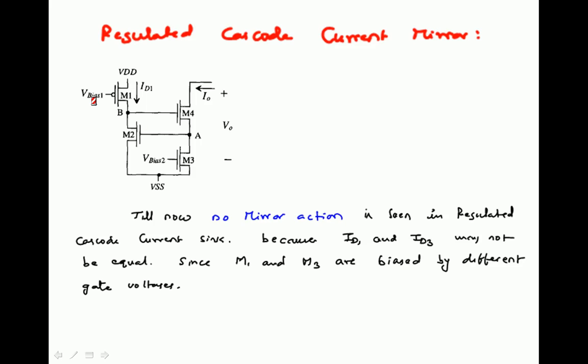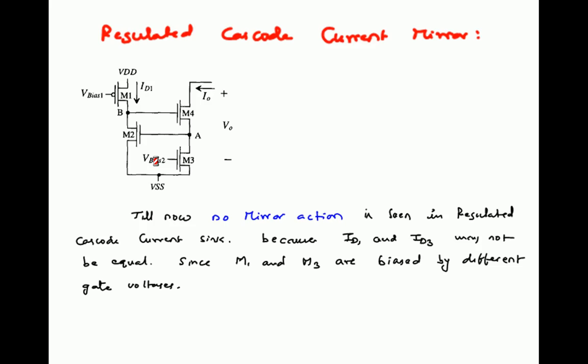ID1 is supplied with V bias 1, whereas I naught is supplied with the help of V bias 2. So V bias 2 is supplying ID3, and ID3 is equal to I naught. So I naught totally depends on V bias 2, and ID1, which also flows through M2, depends on V bias 1. So the input current ID2 and the output current ID3 are independent of each other. Since ID2 is controlled by V bias 1, and ID3 is controlled through ID4 by V bias 2, that is I naught is controlled by V bias 2. So I naught and ID1 are independent of each other.